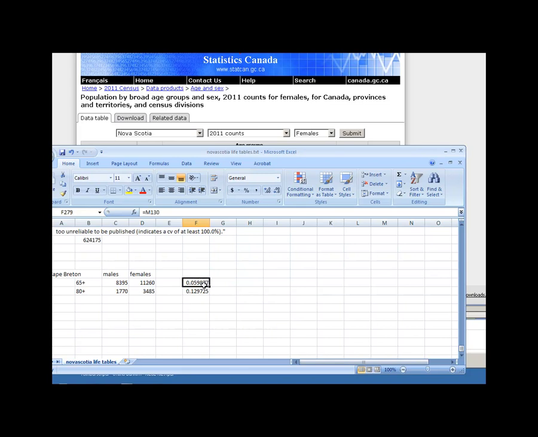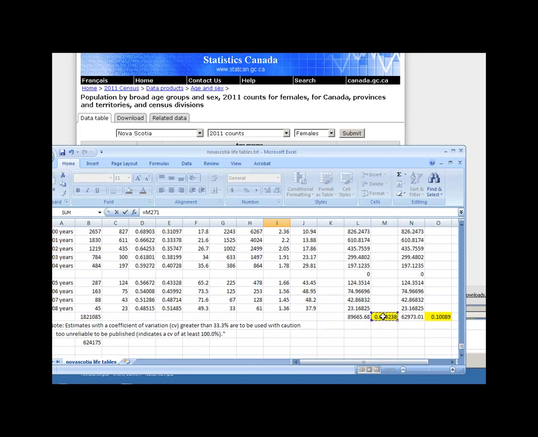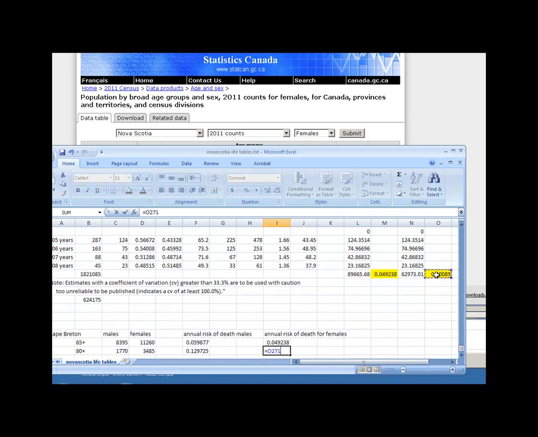Okay, so basically I just told Excel, by putting an equal sign and clicking on the cell, to copy that number. So this is the annual risk of death for males, and this is the annual risk of death for females. So I'm going to press equals and do my 65 plus and equals my 80 plus.